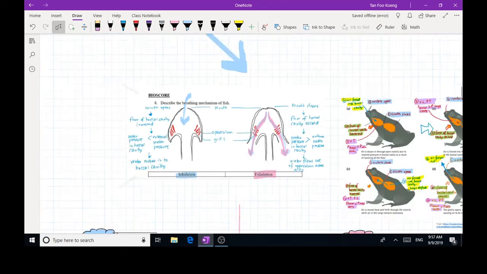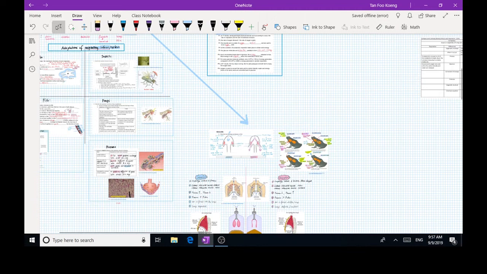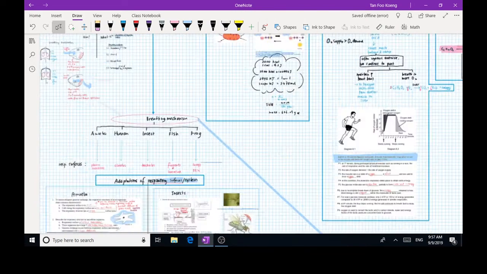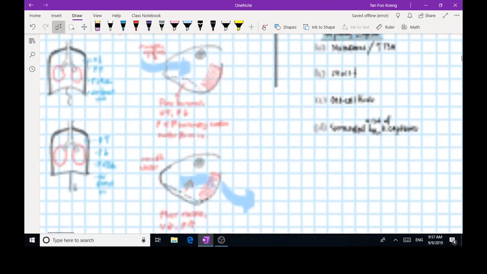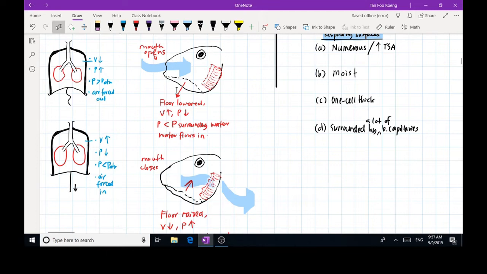Alright, if we look at it from another perspective, this is it. During the inhalation process, look at it. This is the buccal cavity. Inside the buccal cavity, it's just an empty space with water, and to the posterior of the buccal cavity, actually we have an opercular cavity here. This opercular cavity houses the gills.